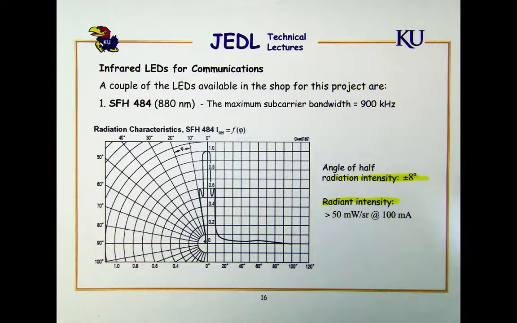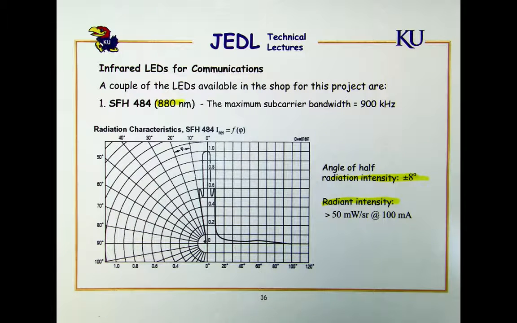So the radiant intensity is essentially the brightness of the device, and the beam width is how wide that radiation is. You may want to use something that has a narrower beam width or a wider beam width, and that's your choice. And then the other decision is the frequency of transmission, the optical frequency. There are two of those available, one in the 800 nanometer region and one in the 900 nanometer region.